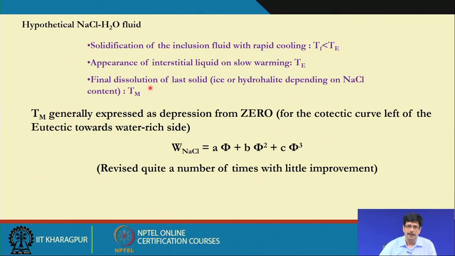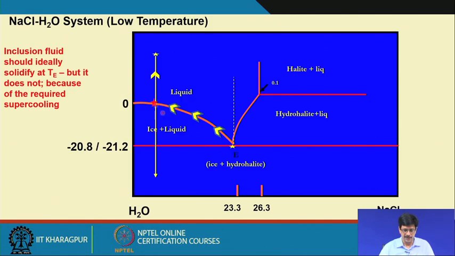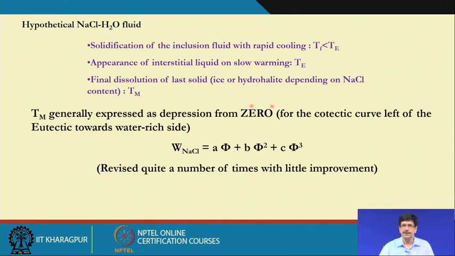We will list out the abbreviations or the notations that we use in our microthermometric experiments. So, this Tm generally is expressed as the depression from 0 for the eutectic curve left of the eutectic towards the water rich side, and it is approximated to a third degree polynomial as alpha phi, beta phi square and zeta phi cube.